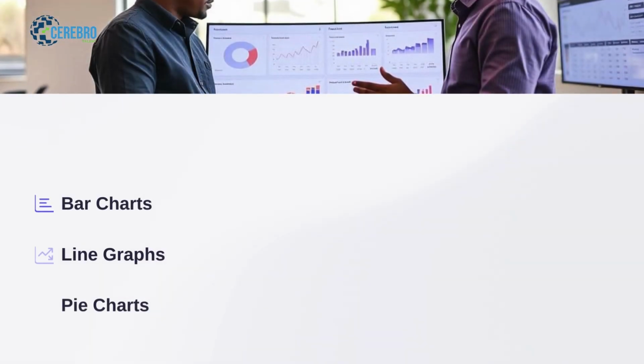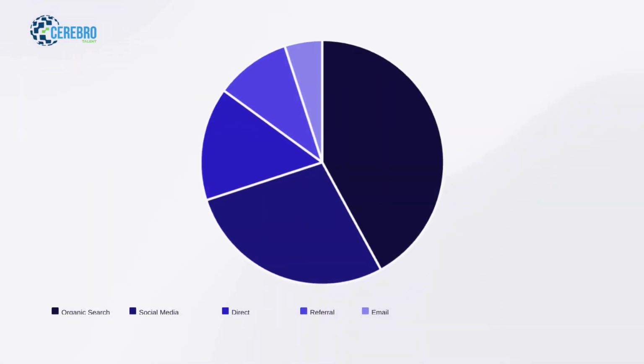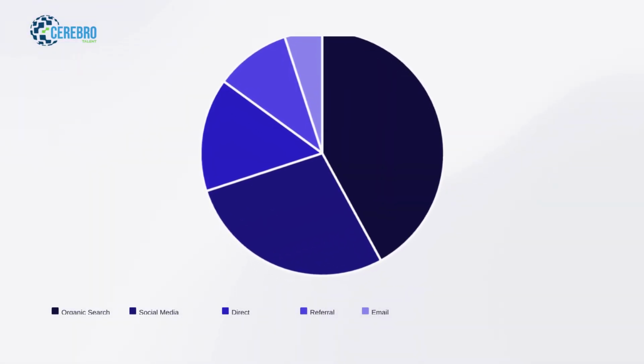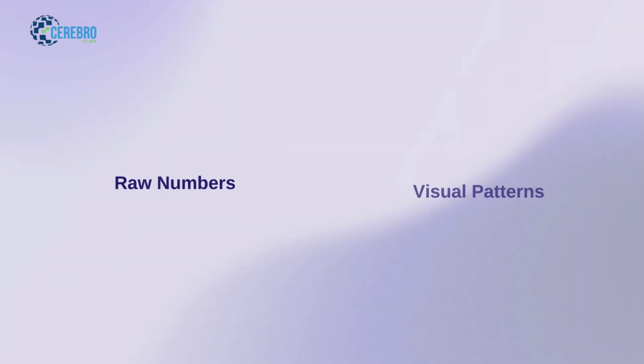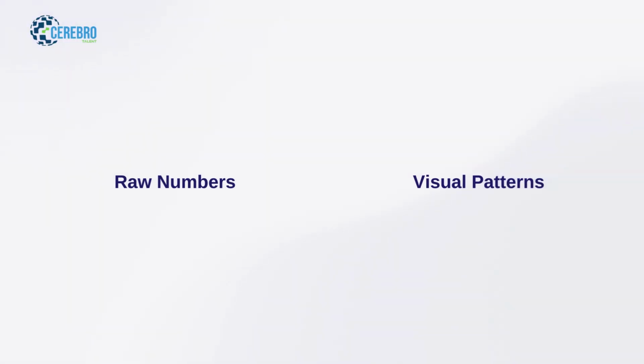In this scene, we explore various types of visual representations, such as bar charts, line graphs, and pie charts. A sample diagram will illustrate the breakdown of website traffic sources, highlighting key performance indicators. You'll learn how visualizing data can reveal patterns that numbers alone might obscure.